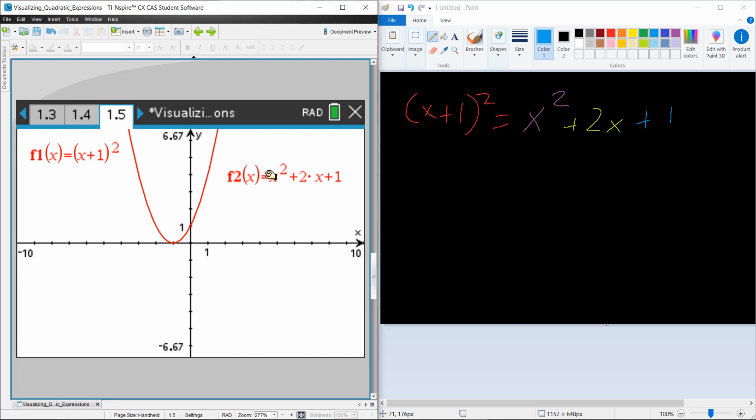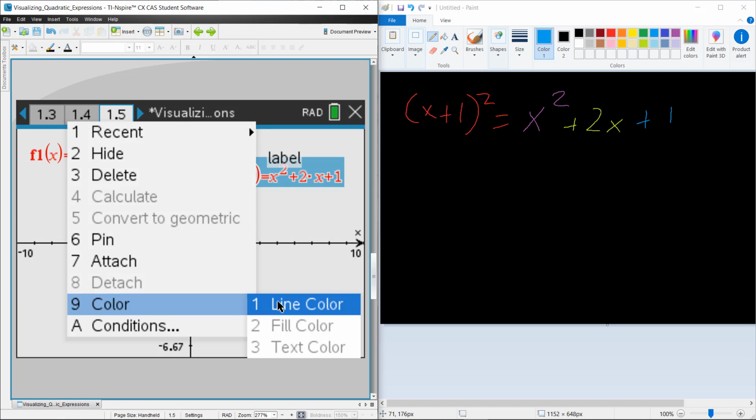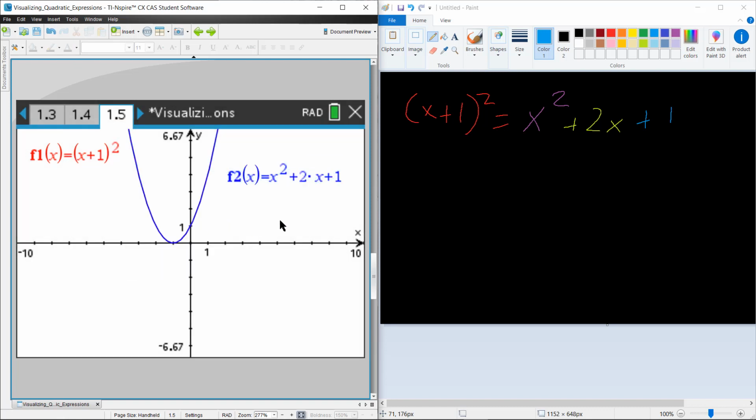Now that one turned red also, so I'm going to hopefully get this one to be just a little bit different color. Maybe I'll make this one blue instead. Okay, and you'll notice that they graphed right immediately on top of each other. So f1 of x, x plus 1 squared, is equivalent, at least graphically, to x squared plus 2x plus 1. So we can verify that in a number of ways.